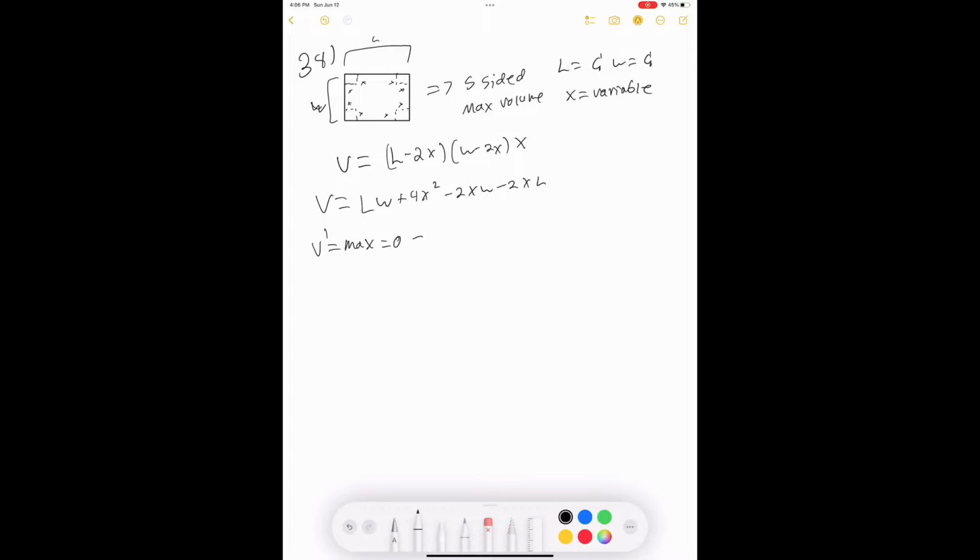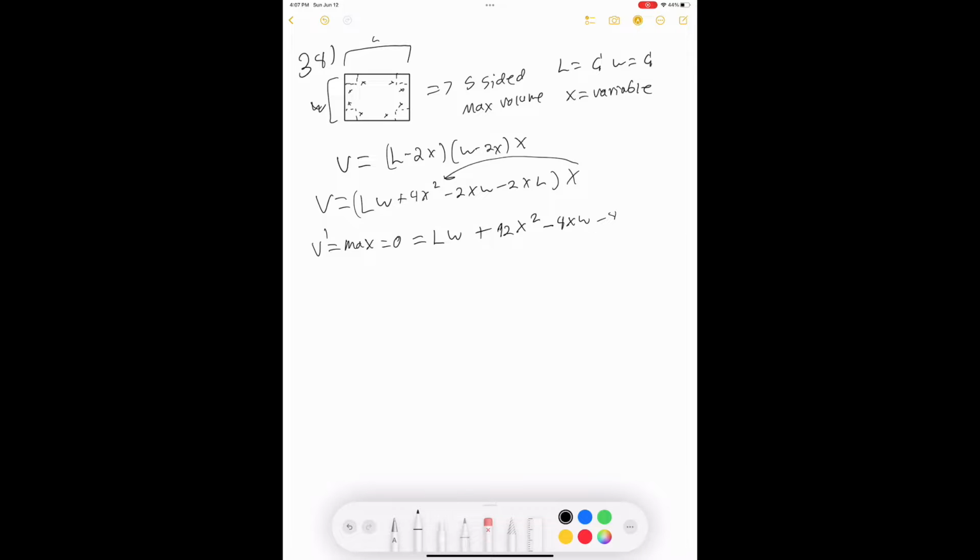We know that the derivative of this function is going to be equal to 0, and it's in terms of x, right? So LW is going to go LWx, 4x squared is going to go 4x cubed, negative 2xW is going to go negative 2x squared W, negative 2xL is going to go negative 2x squared L, right? We're going to distribute that x out, giving us LW plus 12x squared, right? Minus 4xW minus 4xL, right?